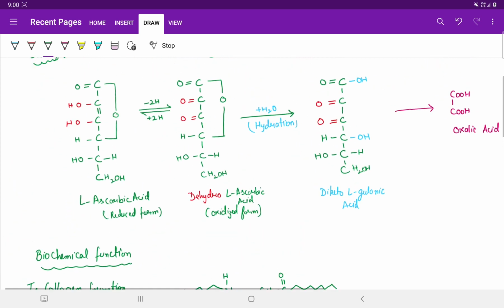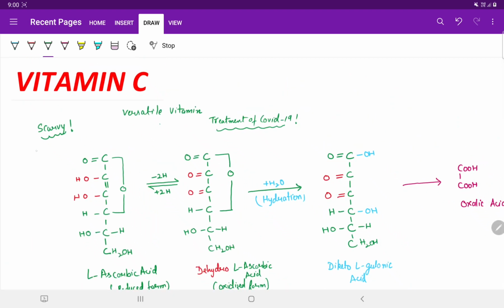So the deficiency of vitamin C, we all know, leads to scurvy. This is also known as Mariner's disease, and it is characterized by spongy and sore gums, loose teeth, anemia, swollen joints, fragile blood vessels.